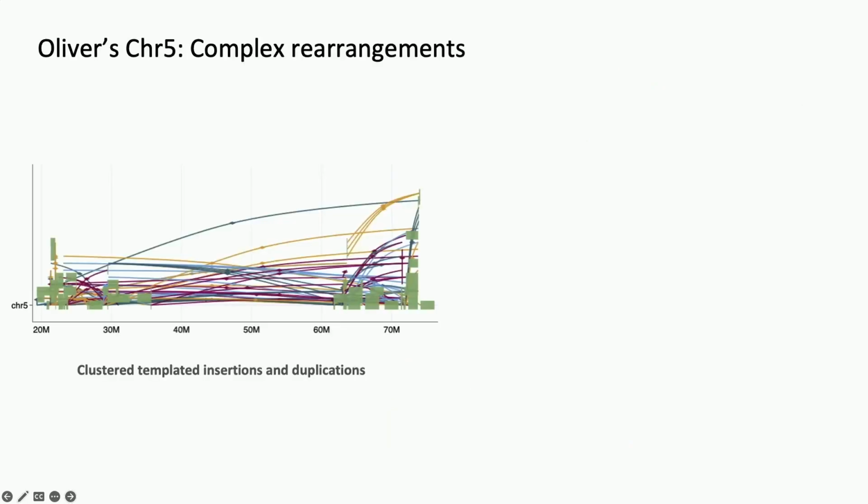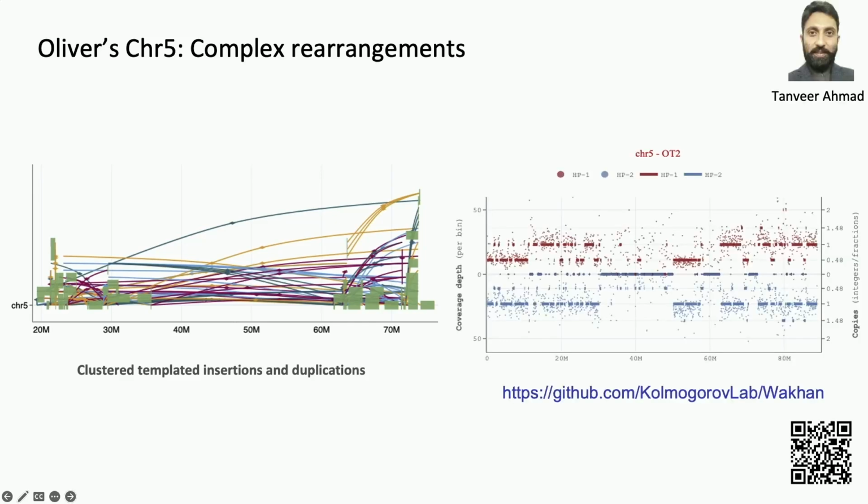Here is the largest cluster in Oliver. We have a cluster of templated insertions and duplications here. So the next step, we check how the copy number is changing for this region. We run Vahan, a haplotype-aware copy number caller for long-read sequencing. Here, red represents haplotype 1, and blue is haplotype 2. And if we just focus on these 2 clustered regions in chromosome 5, we can also see fluctuations in the coverage and copy number.